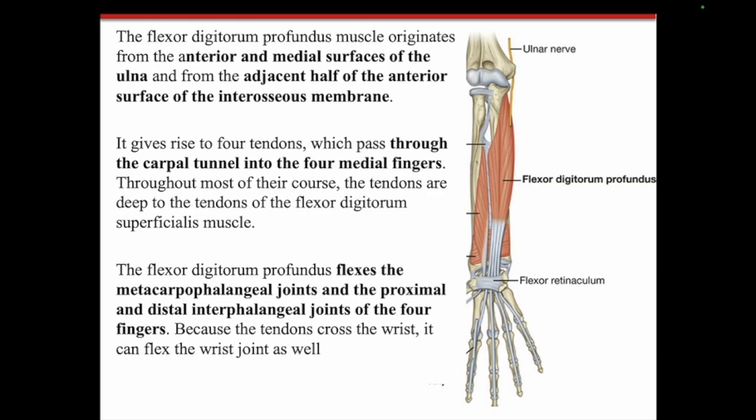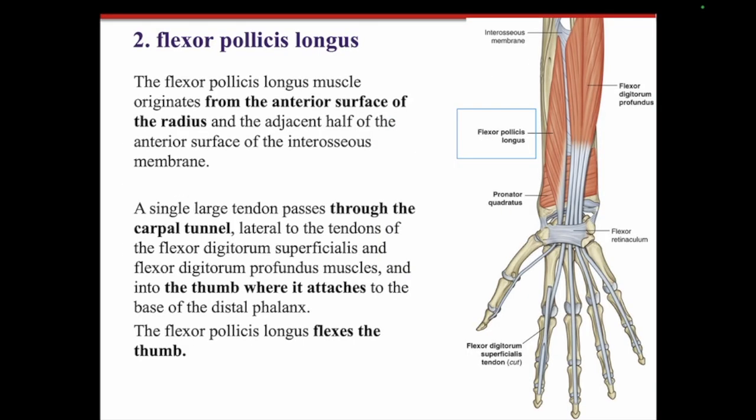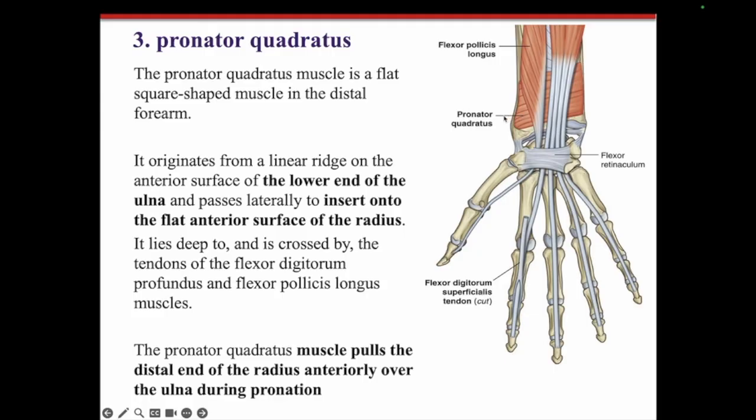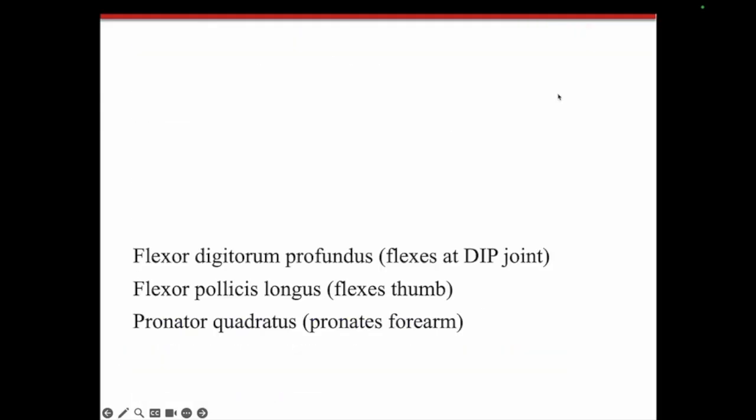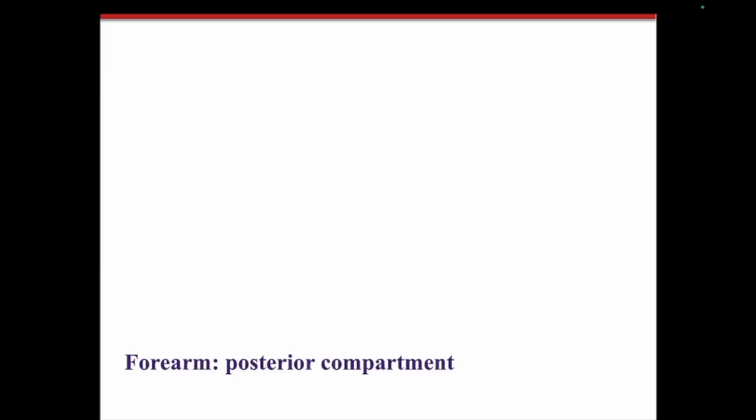The flexor digitorum profundus will then connect with the lumbrical muscles, which are these tiny muscles that are important for intrinsic movements of the hand. Flexor pollicis longus flexes the thumb, pronator quadratus pronates. So the flexor digitorum profundus flexes everything that it crosses, including the wrist, and the distal interphalangeal joint. Flexor pollicis longus flexes the thumb, and pronator quadratus pronates. So this would be a good one for us to review.